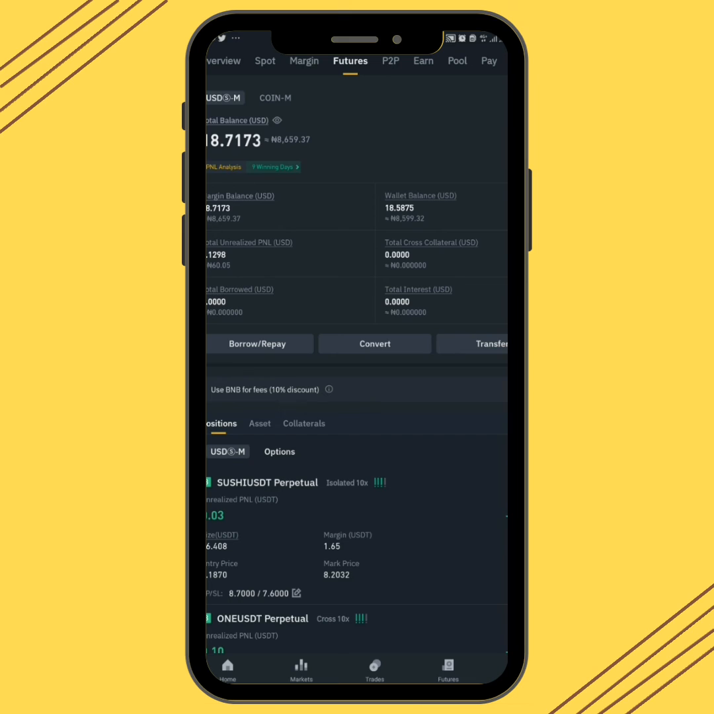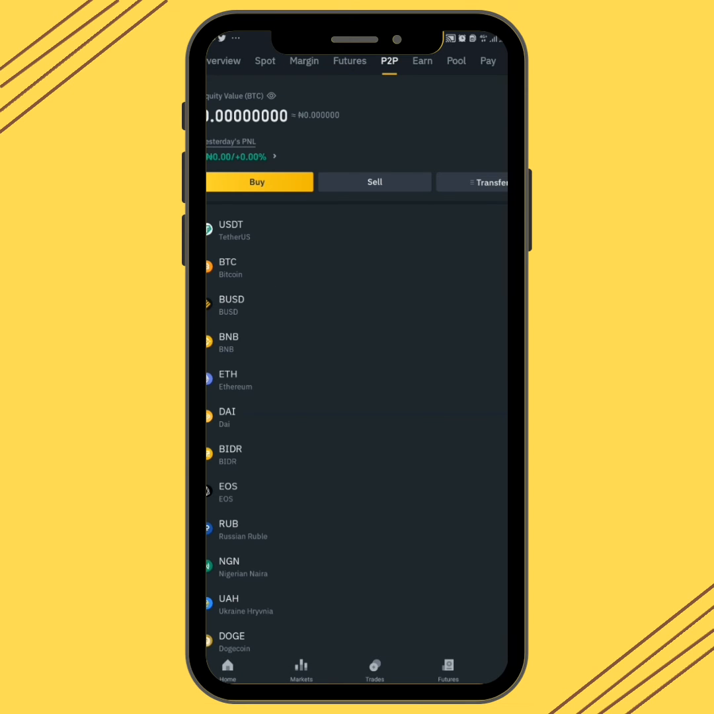Of course, your futures wallet is going to be showing you how much you have in your futures account. So you have P2P there. Whenever you buy a coin, it will first be paid into your P2P wallet. Then from here you click on transfer and transfer to your spot wallet. Then from your spot wallet, either you buy coins on spot or you buy on futures, so you have to transfer to your futures account first.